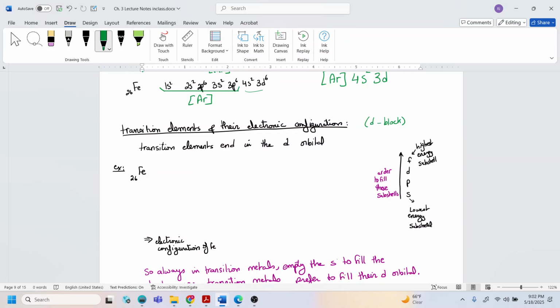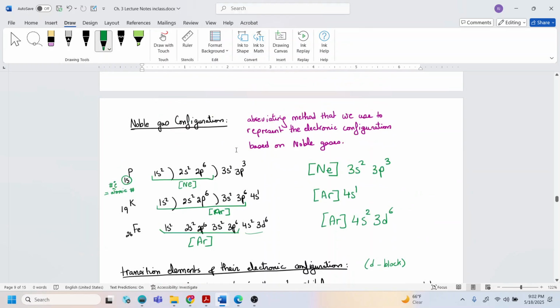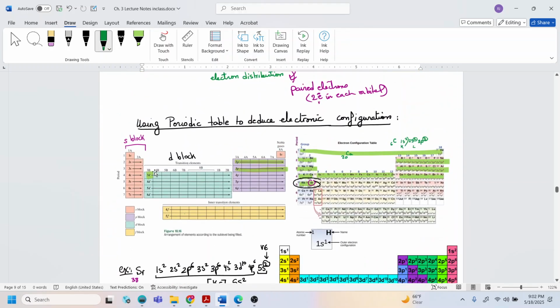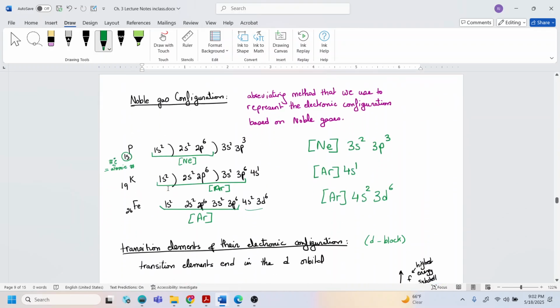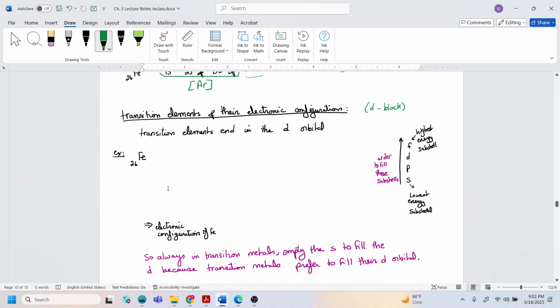Now let's consider the transition elements and their electronic configuration. What are transition elements? If we look up here, the transition elements are the D block. You have the S block, the P block, and then the D block. The D block is specifically for transition elements, so all transition elements end up in the d orbital. There is an exception with transition elements: you always need to empty the s orbital to fill the d orbital. Let me show you what I mean.